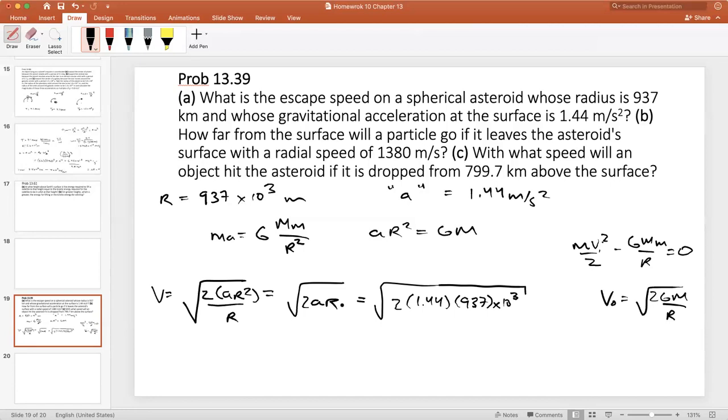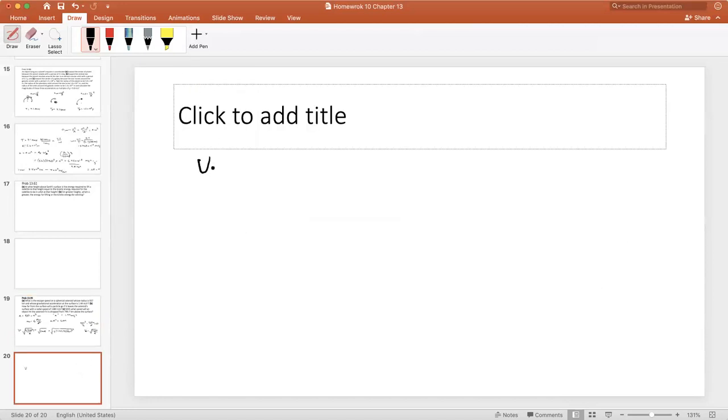Part B, we want to know how far away it will get if it leaves with an initial speed of 1380. So if V initial is 1380, and here things get a little tougher. We're going to have to use energy. So what is the energy at the surface? So the energy at the surface, right, is mv naught squared over 2 minus GMm over r at the surface.